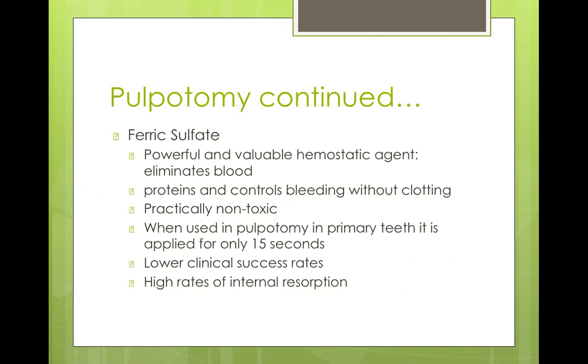Ferric sulfate. It's a powerful and valuable hemostatic agent.